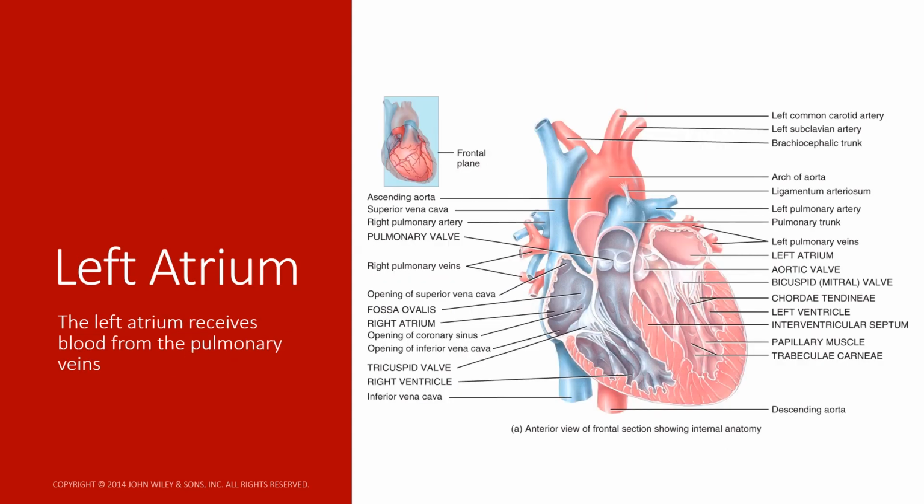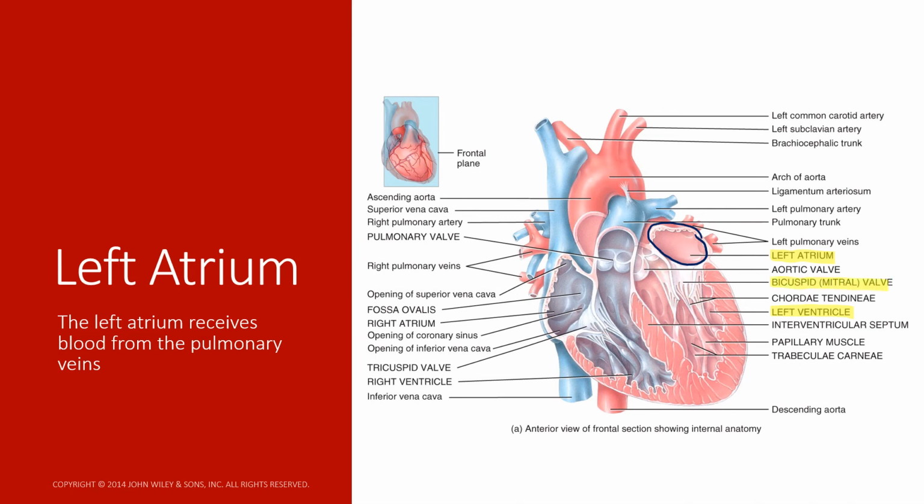All right, so we're going to move on to the left side of the heart. So this left atrium here pretty much is the same thickness as the right atrium, and it forms most of the base of the heart. Now it receives blood from the lungs through 4 pulmonary veins. Now just like the right atrium, inside the left atrium is a pretty smooth wall.